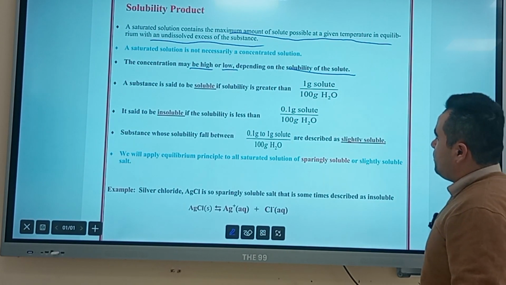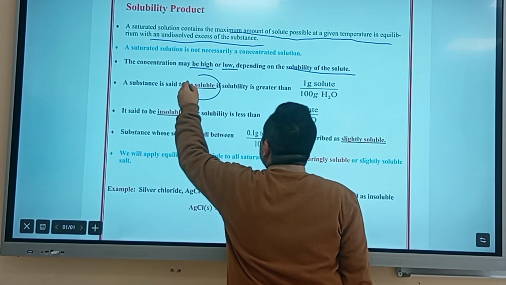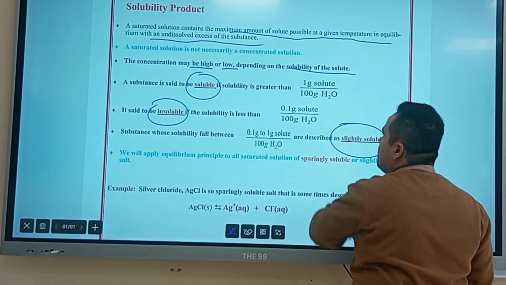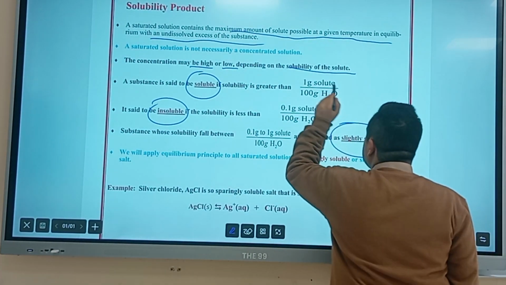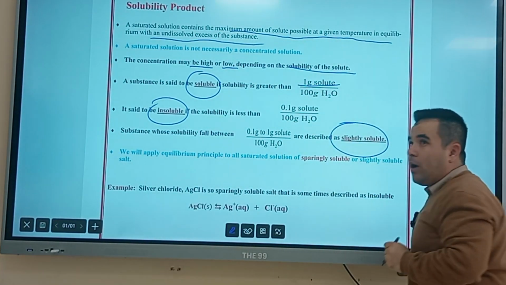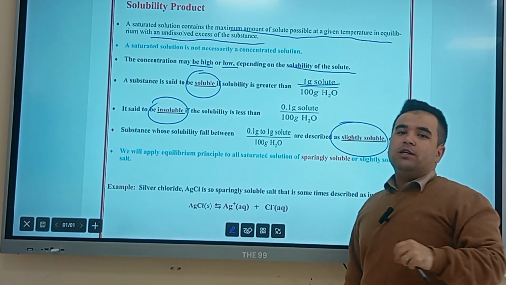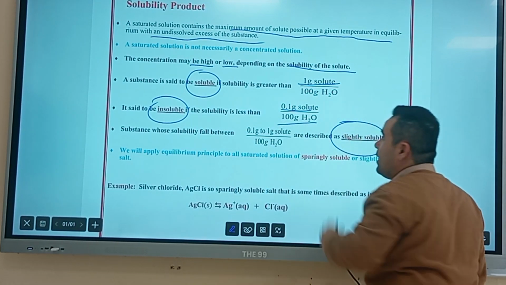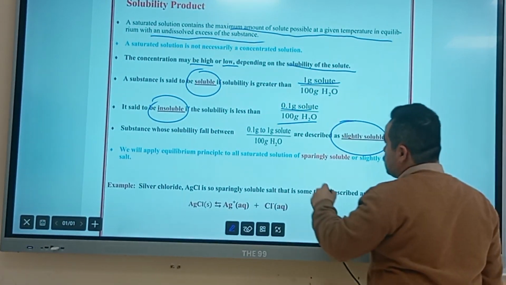In order to call those ionic solids that we deal with soluble, insoluble, and slightly soluble, we have three ranges of their solubility. If the solubility is greater than 1 gram of the salt per 100 grams of water, we call the salt soluble. If it is less than 0.1 gram per 100 grams of water, we call it insoluble.